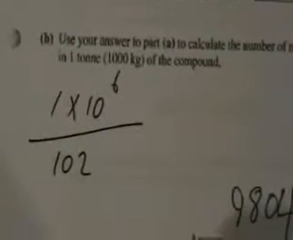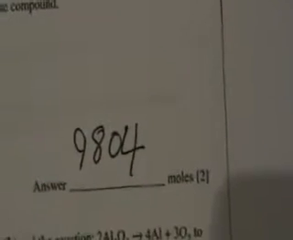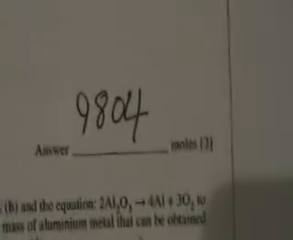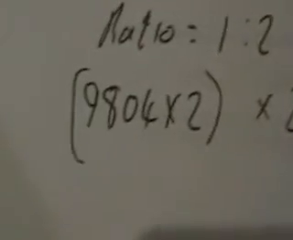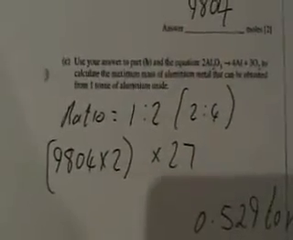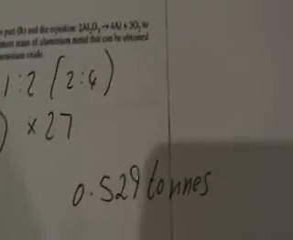So the answers are: RFM of aluminium oxide 102. Moles of aluminium oxide then is 1 million, or 1 times 10 to the 6, divided by the 102, mass over RFM, which gives you about 9,803, 9,804. The moles is that. The ratio in the equation here is 2:1. Okay, so you had to multiply the moles up there by 2. Then you multiply that by the RFM of aluminium, which was 27. And you got 500,000 grams, or 0.529 tons. Okay, next question then.